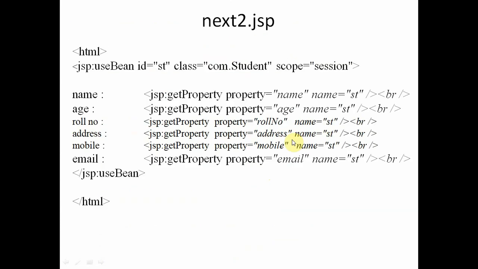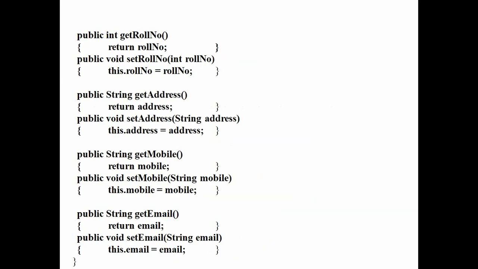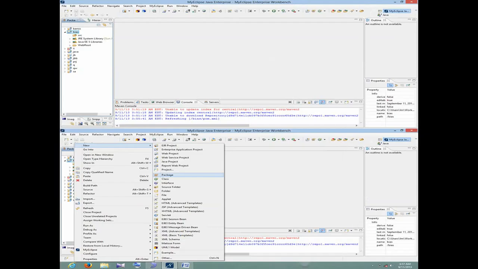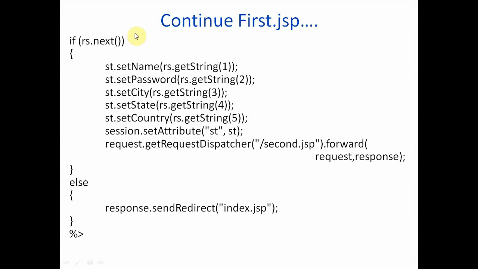Now we'll move on to the second JSP program. This is also a program where we are establishing a session. We are moving to the next JSP the same way as in the previous one. When we move to the next JSP we will write this type of code: request.getRequestDispatcher second.jsp forward request, response. But in that case we are writing jsp:forward, and here we are writing set name, set password, set city, set state, set country.